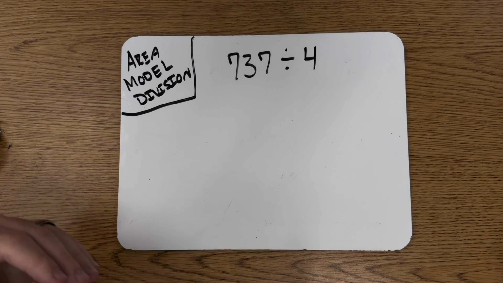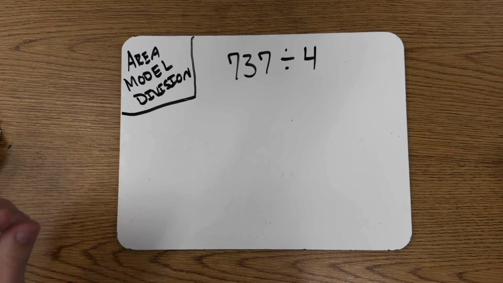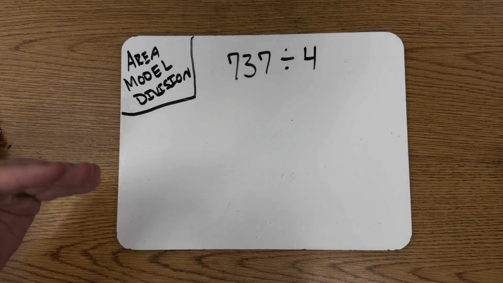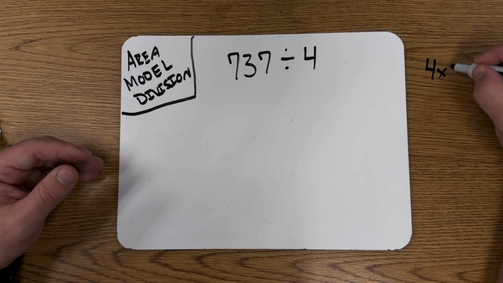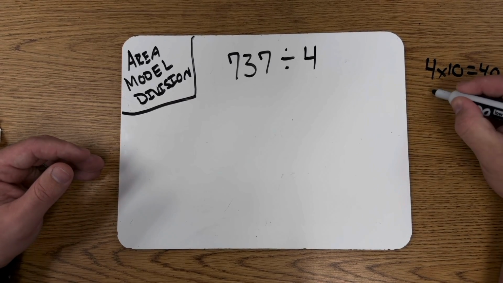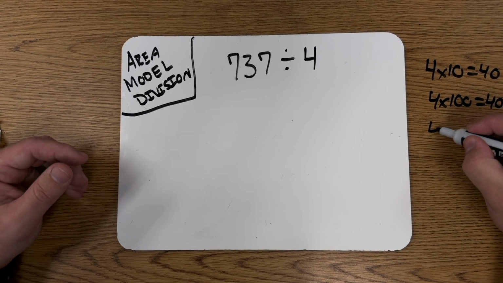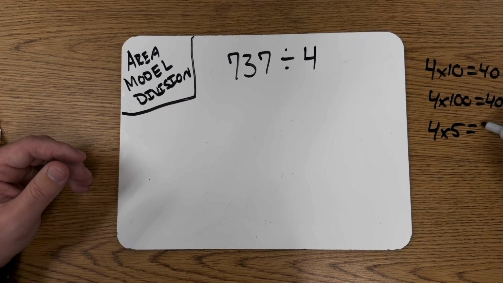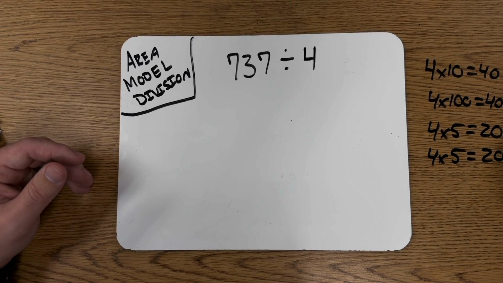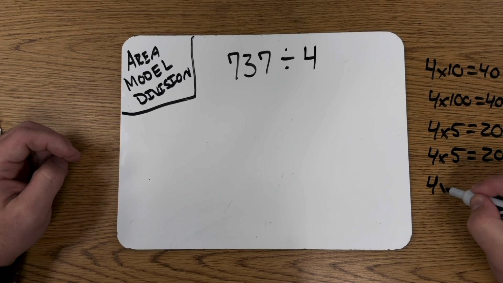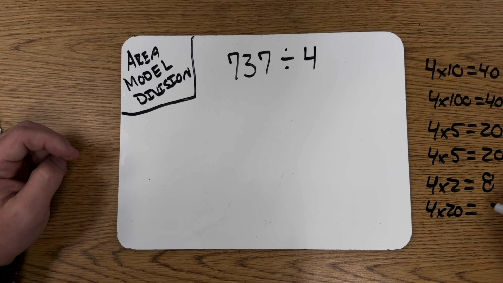One of the first steps that I'm going to encourage students to do is take a look at our divisor here and write down some of the most common facts of that, the friendly facts. For example, we're going to write 4 times 10 equals 40, but 4 times 100 equals 400. We can do 4 times 5 equals 20. 4 times 50 equals 200. We can say 4 times 2 equals 8. 4 times 20 equals 80.